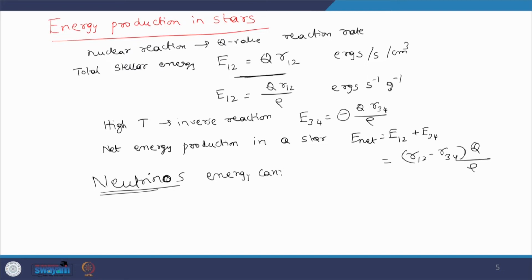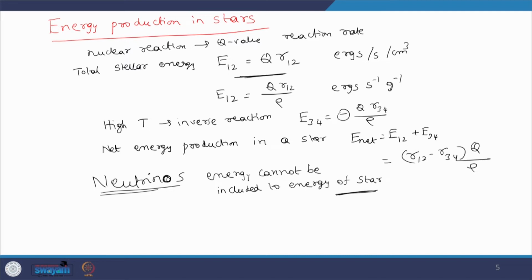Okay. So, neutrino energy cannot be included in the energy of the star, because they cannot be absorbed. If they cannot be absorbed within the star, how can we include them in the energy produced by a star, right.